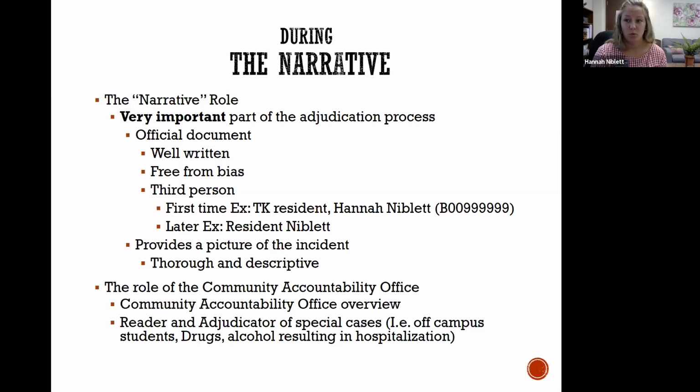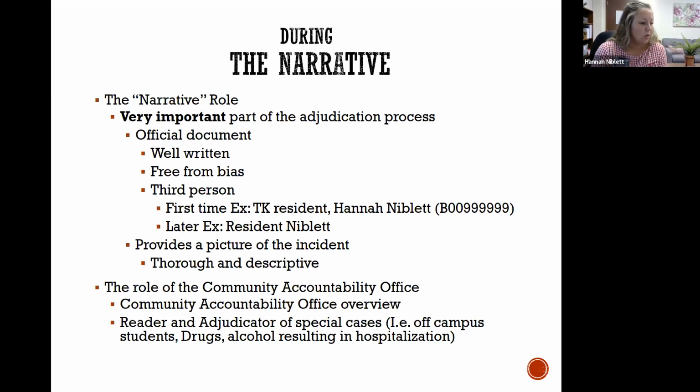I'll show you a full narrative in just a second, but make sure that it's filled out fully, that it is observant and detailed, and then make sure that you provide a picture of the incident, so that if your RD was to sit down and know nothing about what happened, they could read this narrative and know exactly what happened without having ever been there. So making sure that it's very thorough and descriptive.